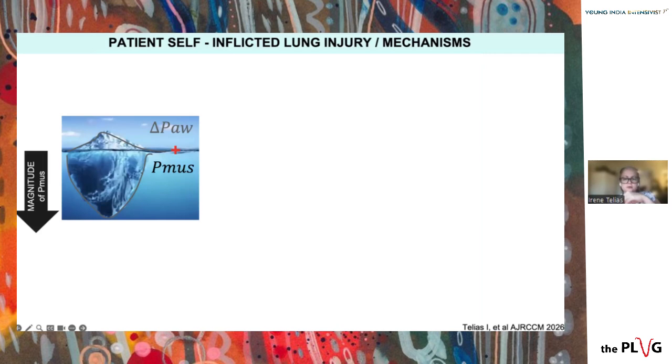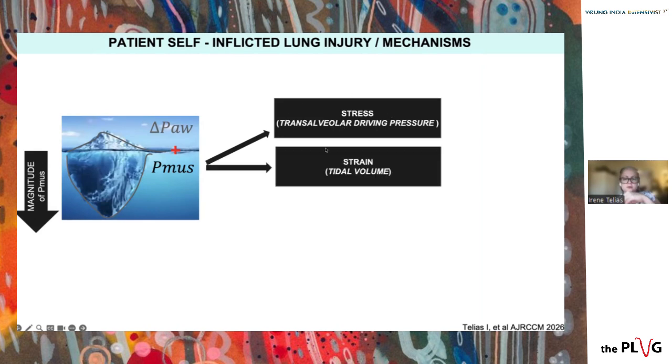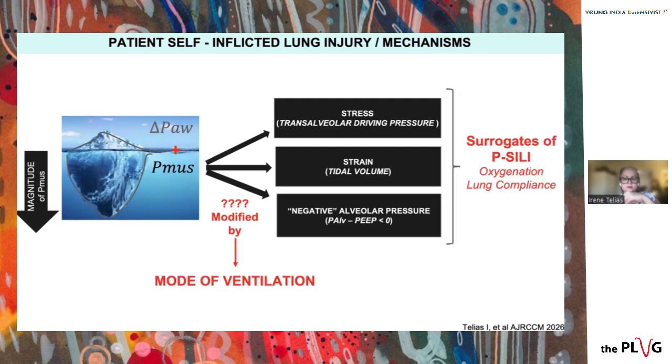So we did a physiological study from a large observational cohort study with detailed physiological study where we try to address what is the influence of the magnitude of effort on the different mechanisms of potentially patient self-inflicted lung injury? So excess global stress driving transalveolar pressure, strain, tidal volume, and this negative alveolar pressure, or when alveolar pressure falls below peak, okay? And how this can be modified by the mode of ventilation, okay?